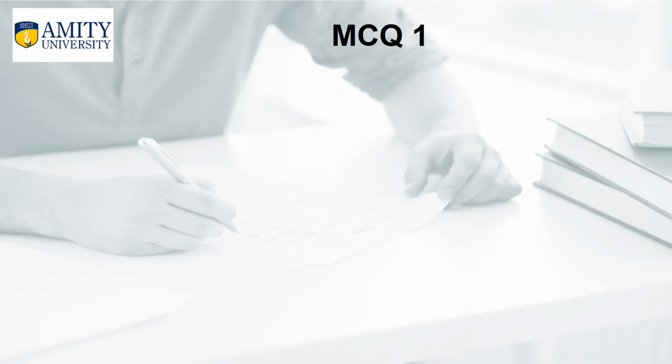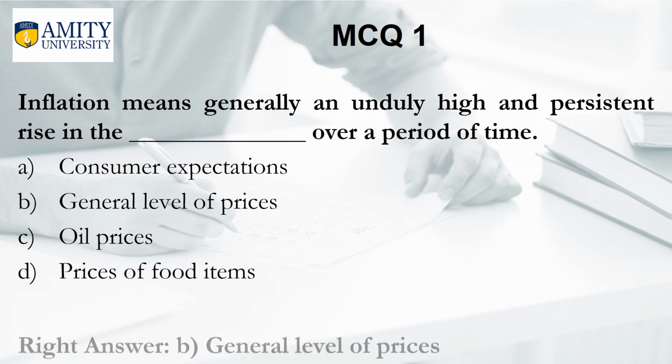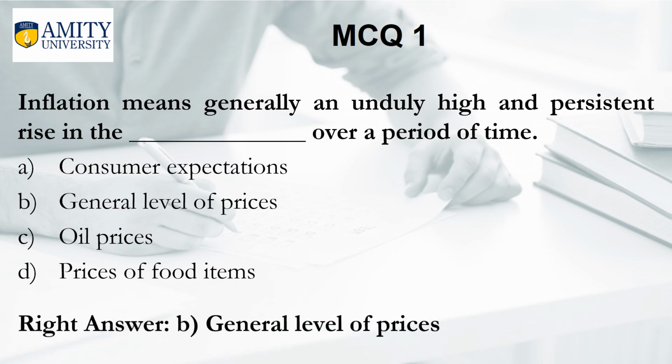Let us check what we have learned in this video with the help of some multiple choice questions. Question number 1: Inflation means generally an unduly high and persistent rise in the blank over a period of time. A. Consumer expectations. B. General level of prices. C. Oil prices. D. Prices of food items. And the right answer is B, general level of prices.